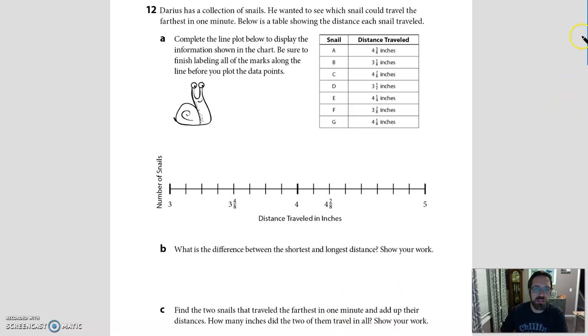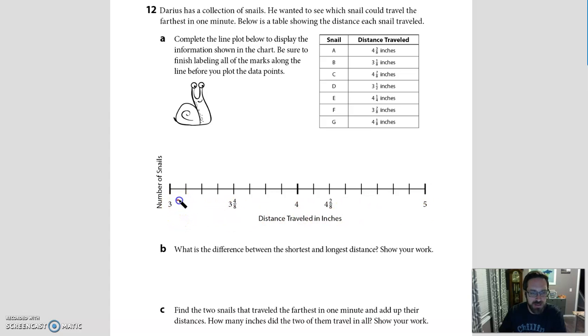All right, and then the last problem we're going to look at is a line plot one. And this one, Darius collected snails. He wanted to see each snail could travel farthest in 1 minute. Below is a table showing the distance. All right, be sure to finish labeling the thing and make all the marks on the line plot before you plot the data points. So if I look, we're counting by eighths here.